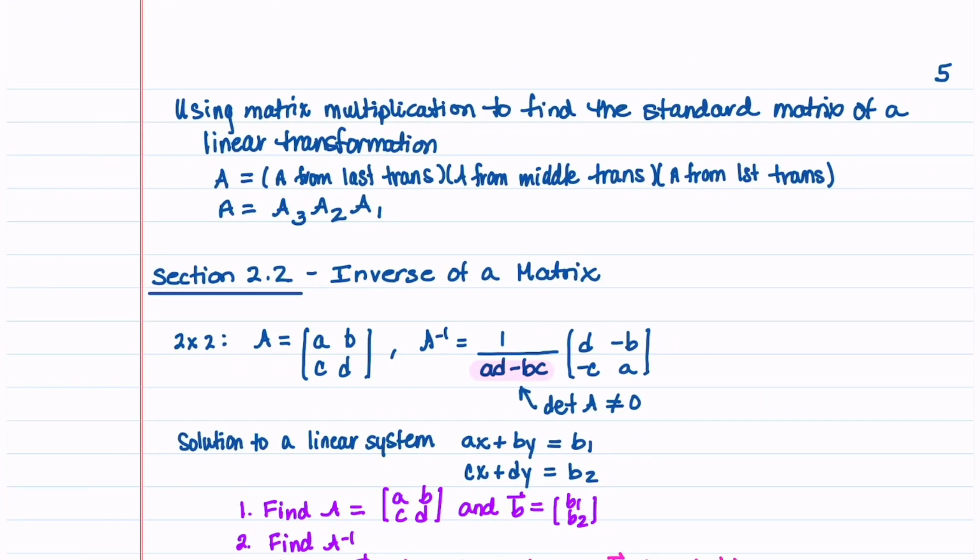The last topic we looked at in this section is how to use matrix multiplication to find the standard matrix of a linear transformation. I did an example where we had 3 transformations, and the goal was to get the standard matrix. That's this matrix right here. So that standard matrix is equal to your A from your last transformation, which we called A3, times the A from the middle transformation, times the A from the first transformation. So the order that you have to multiply these matrices in is in reversed order.